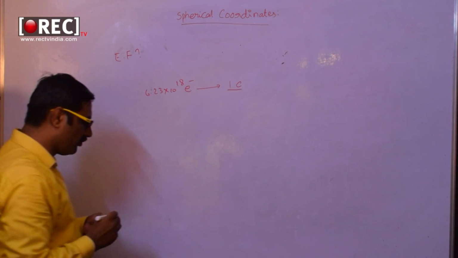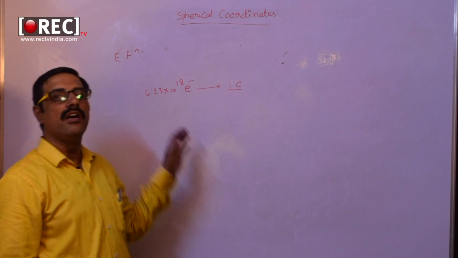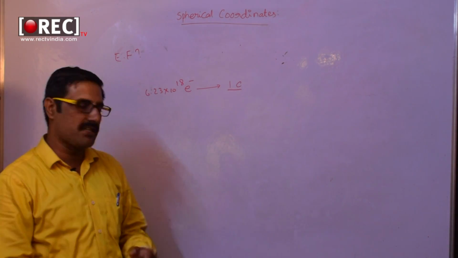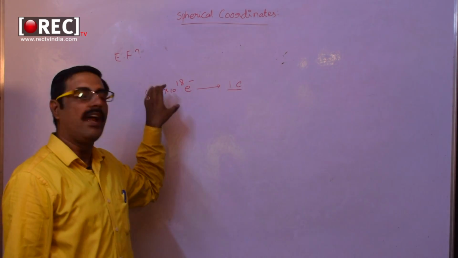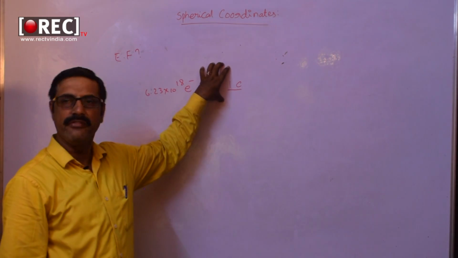So, how to make 1 coulomb of charge? Just muster or collect how many number of electrons? 6.23 into 10 to the power of 18 electrons, and this much electrons make 1 coulomb of charge.